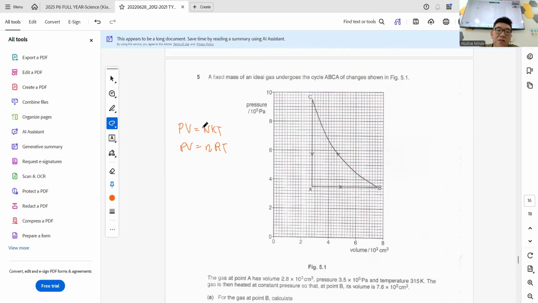So when do you use this? The first one? So when this is based on number of particles, and this one will be, yeah. Okay, any other formula?